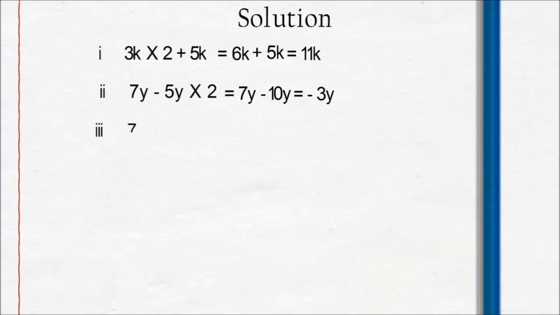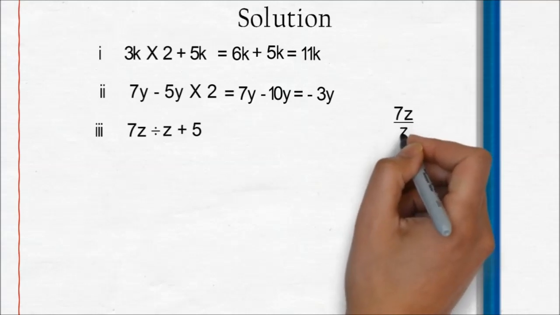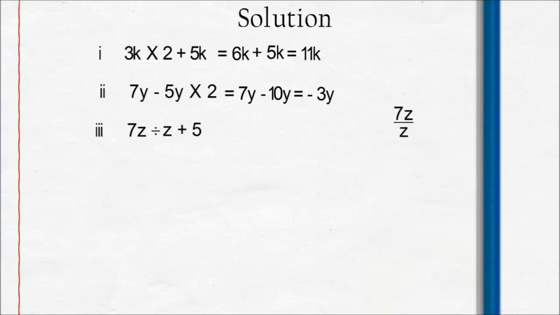In number 3, we have 7z divided by z plus 5. Also, we carry out the division operation first. So we have 7z divided by z. Z will divide z and you're left with 7. Then plus 5. Note that we've treated division of algebraic terms in the previous lesson. So if you missed that lesson, you need to watch that lesson to understand how we do these divisions. So 7 plus 5 would give us 12.